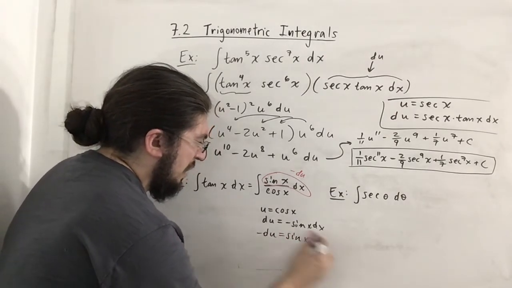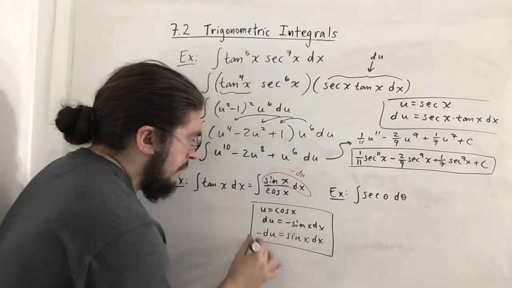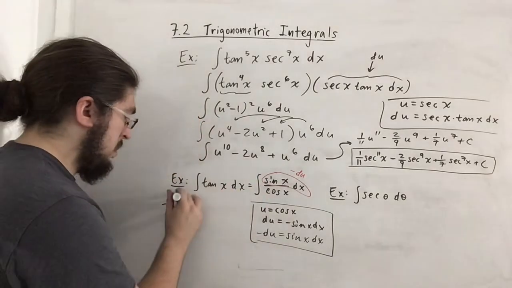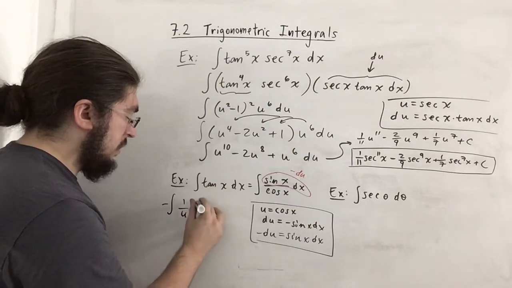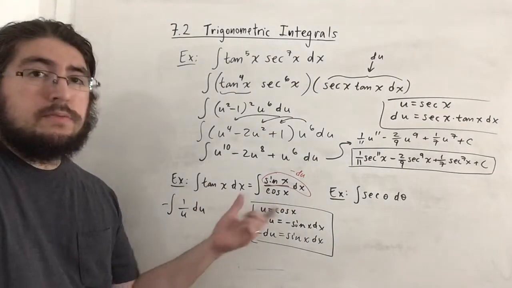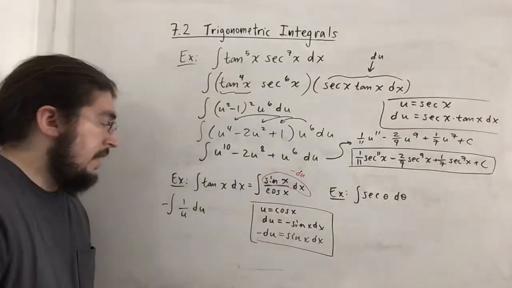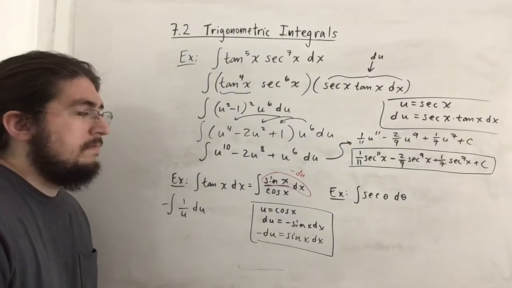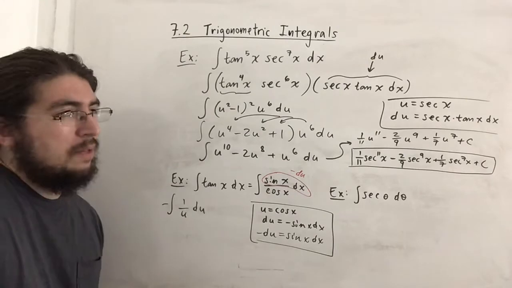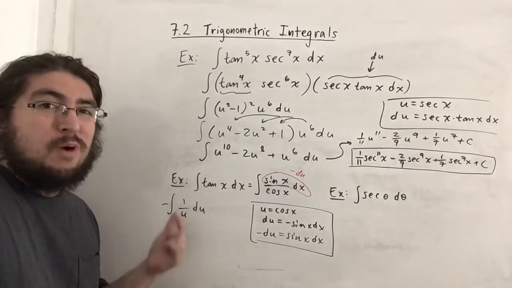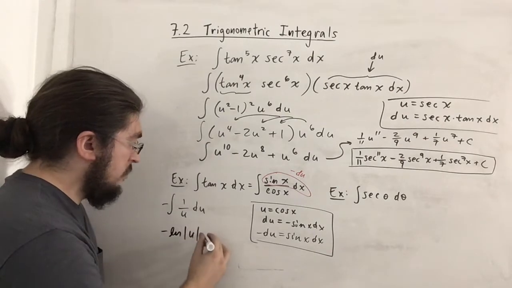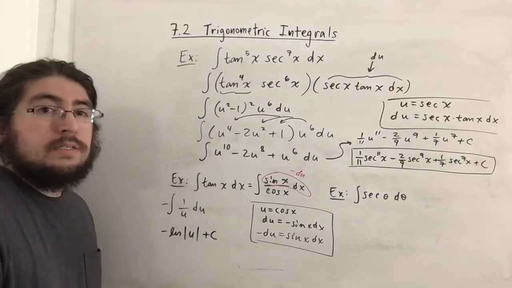And now, so this doesn't get in my way, I'll kind of box it here. And what we end up with is negative 1 over u du, because of course cosine is equal to u for our substitution. Now this is great because we know the antiderivative of 1 over u is ln of u. So it's negative absolute value of ln of u plus c. But of course, what's u?